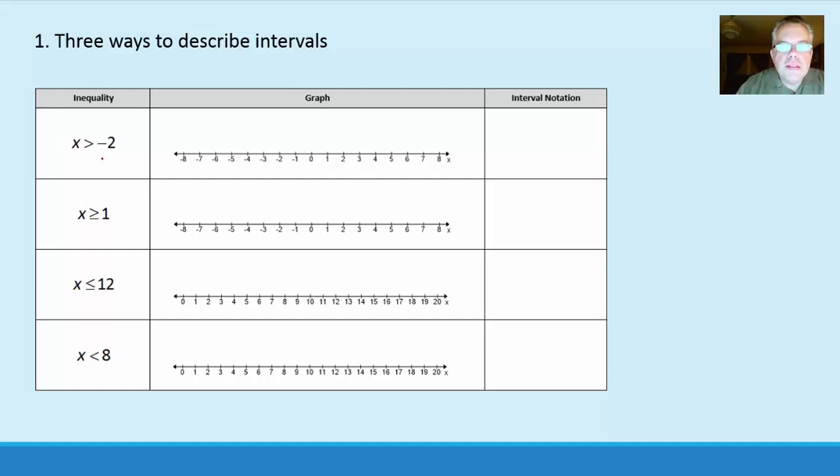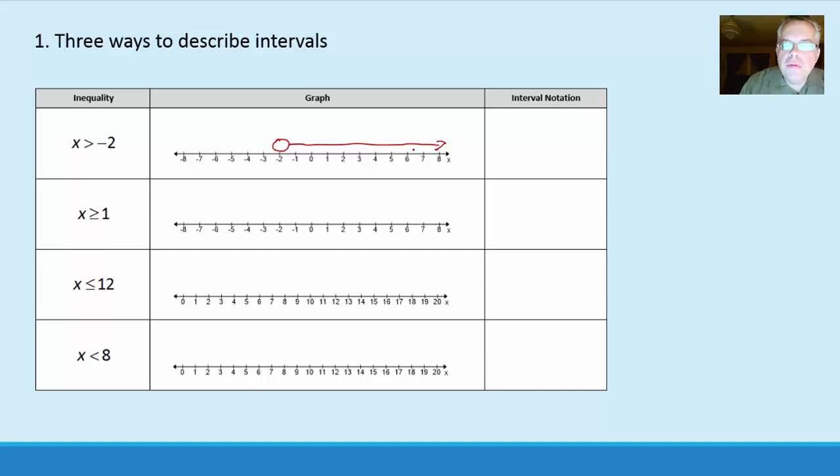The first one is the inequality itself, x greater than -2. So we learned how to graph this. I'm going to try the best I can to draw this. We put a hollow dot at -2. And since we want numbers greater than -2, we draw an arrow to the right. So all the numbers down to, but not including -2, are in this interval.